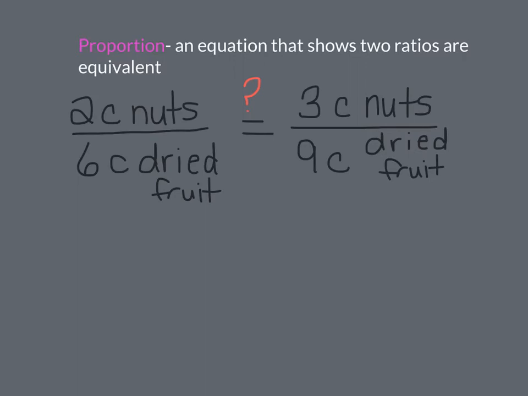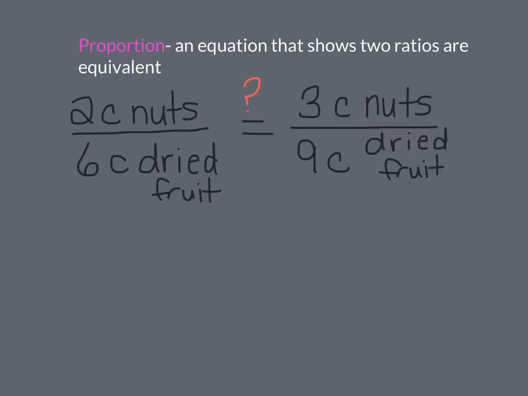So let's see that in practice. If we were making a trail mix and we have 2 cups of nuts and 6 cups of dried fruit, would that be equal if we wanted to mix up and make a bigger batch of this? Would 3 cups of nuts to 9 cups of dried fruit give us that same proportion of nuts to fruit?